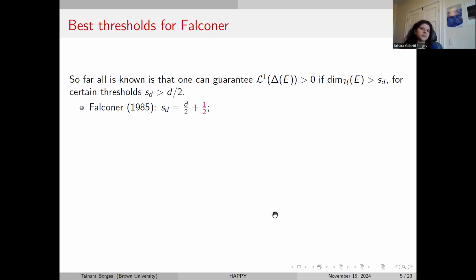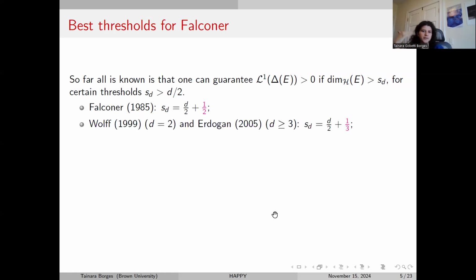And the Falconer distance problem has a very huge history, very interesting history. So Falconer at first showed that you could do it with d over 2 plus an extra half. As long as the dimension of V is larger than that, you could guarantee positive Lebesgue measure for the distance set. That extra half was being dropped throughout the years.